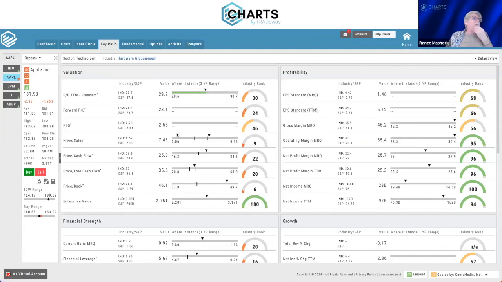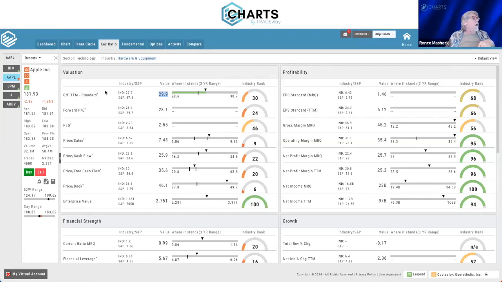So what we're seeing here is, let's just look at PE for a second. The 3-year range for Apple's PE has been between 20 and 38. The current is right here at 29. The industry group is running at 27. So again, you've got some context here that you didn't have before. So we're showing you what PE is. By the way, some numbers should be lower, some numbers should be higher.